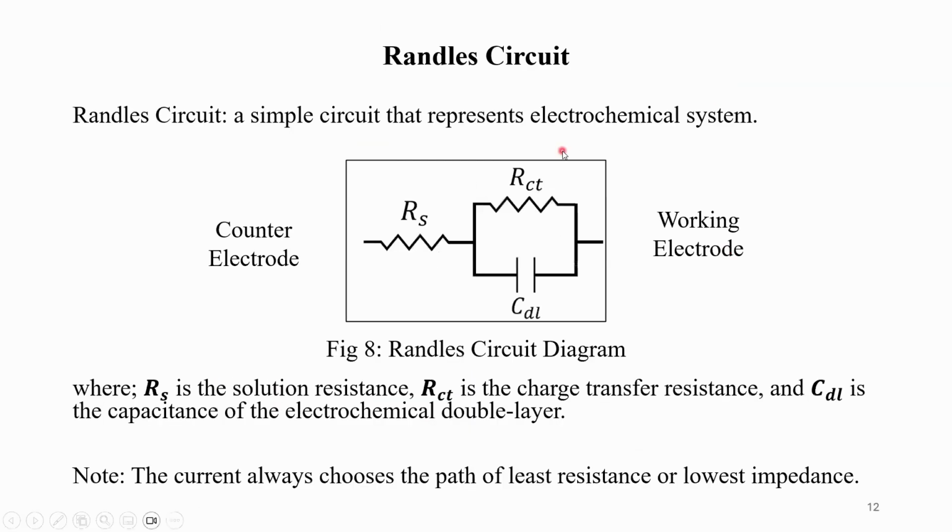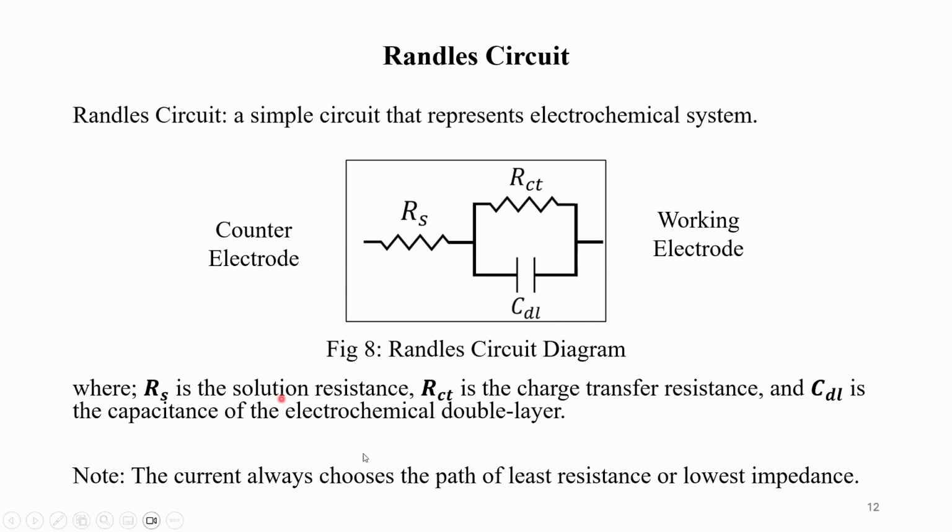This is the simple Randles circuit that represents the electrochemical system. In this simple circuit, we just have the solution resistance, connected in series with the parallel charge transfer resistance and the capacitance value. We have the counter electrode and the working electrode. By analyzing this simple circuit, we know the basic concepts of electrochemical impedance spectroscopy.